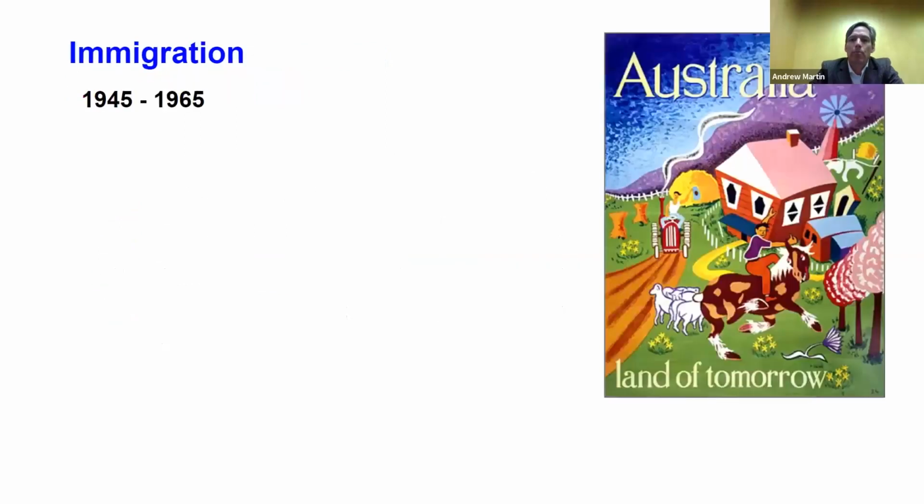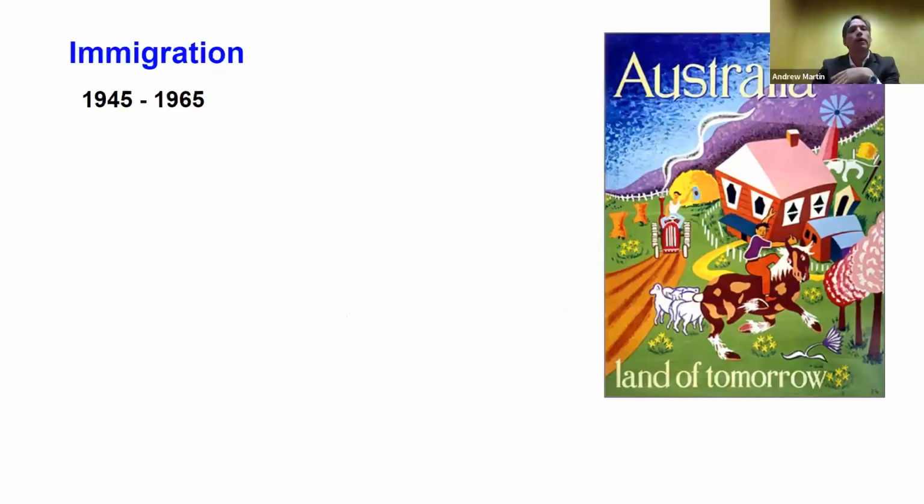All right, let's talk about the impact of immigration. You can see a great poster here from post-war Australia, trying to, I guess, encourage people to migrate to Australia. And this is the era of the White Australia policy. So I think it's helpful to think of immigration in these chunks of time, waves of immigration. Some people say periods of Australian history.